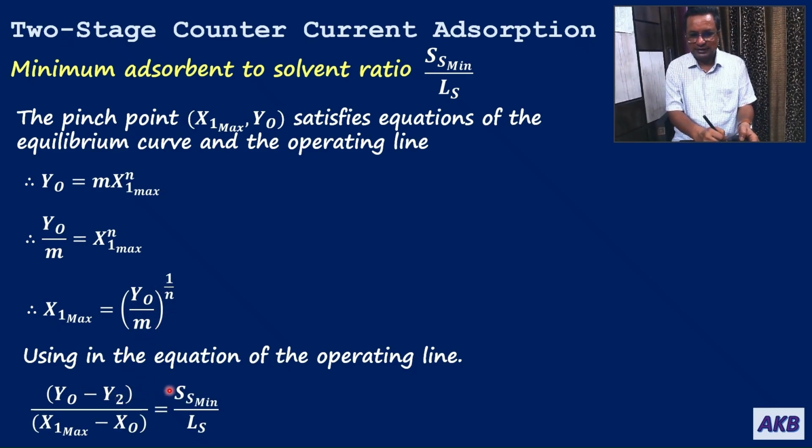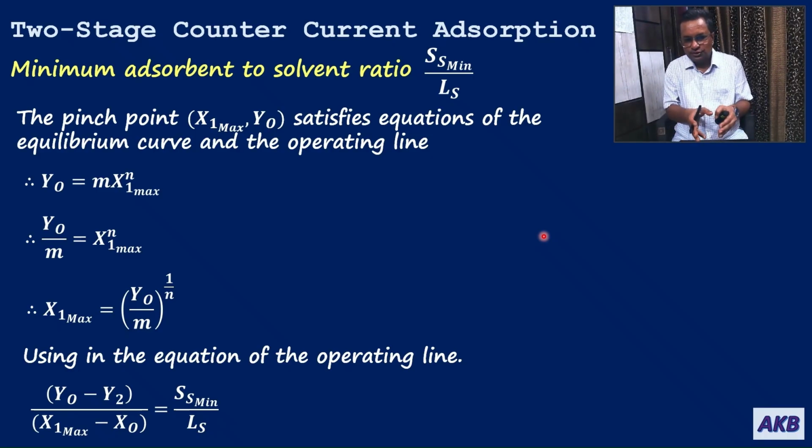And if you use it in the equation of the operating line, it will be capital Y0 minus capital Y2 divided by capital X1 max minus capital X0. And since you are using X1 max, SS will be SS minimum. So this is equal to SS minimum by LS. Everything on the left side will be known to you. You can use those known values and get the minimum adsorbent to solvent ratio. So in this way, we can use the Freundlich adsorption isotherm to get the minimum adsorbent to solvent ratio.